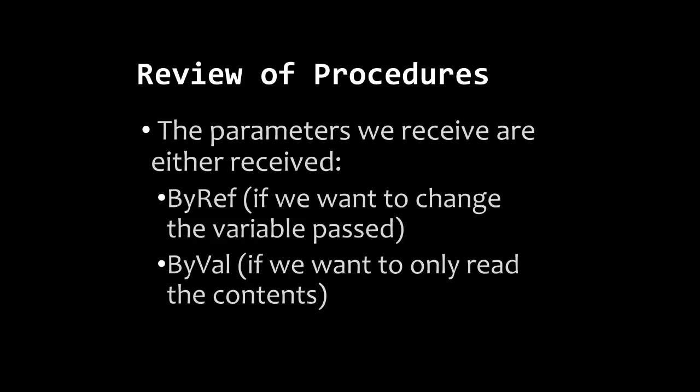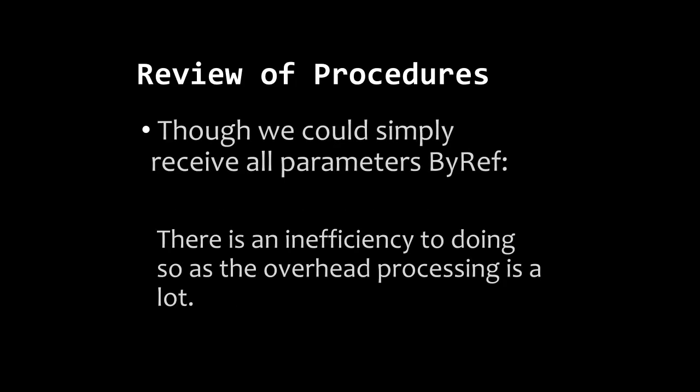By val, we only receive when we want to read the contents. So if we're not going to change them, but we're just going to use the contents in our calculations, we can receive them by val. In essence, we could very easily fix all of this and make everything by ref all through our program. And if we do that, not only can we change them, but we can also read them. We don't need by val at all.